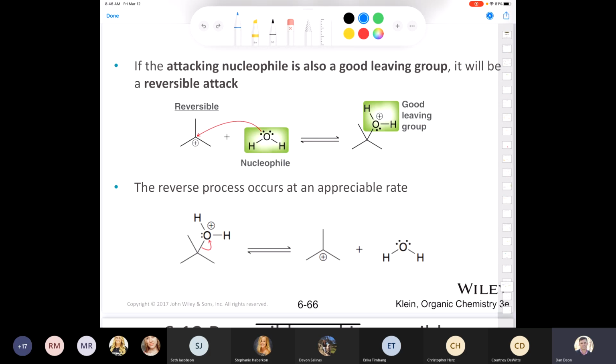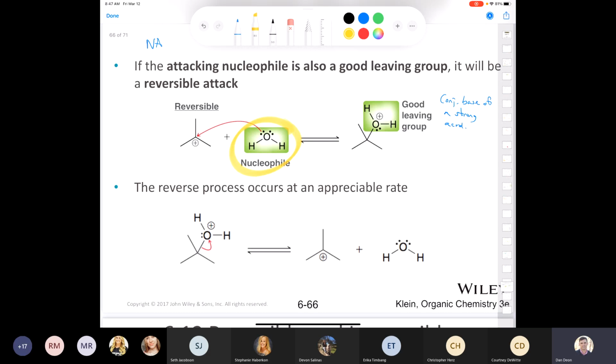So we're starting with the good old Na. If the nucleophile is also a good leaving group, it says that it's going to be a reversible attack. Now, if you're wondering what a good leaving group is, a good leaving group is going to be the conjugate base of a strong acid. Because remember, the conjugate bases of strong acids are going to be weak bases. They're going to be stable, they're going to be stabilized. And so since water, H2O, is a good leaving group, this is a reversible nucleophilic attack.